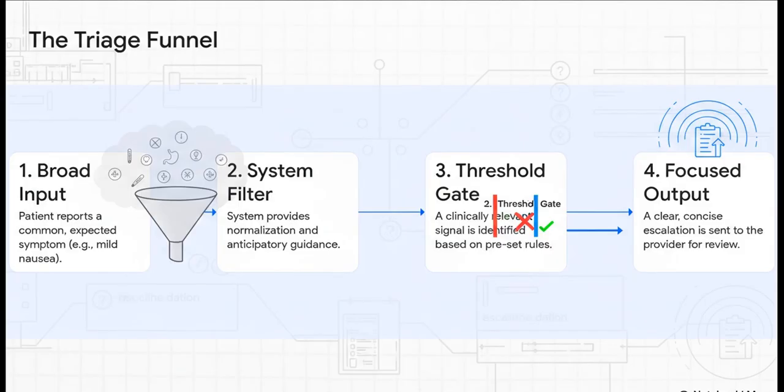At the top, you've got all this broad input. A patient reports a common symptom. The system immediately filters it, offers some reassurance. But if that symptom crosses a clinical line that's been preset, maybe it's too severe or lasts too long, only then does it pass through the gate. And what comes out the other end is a crystal clear, focused alert for your clinical team.